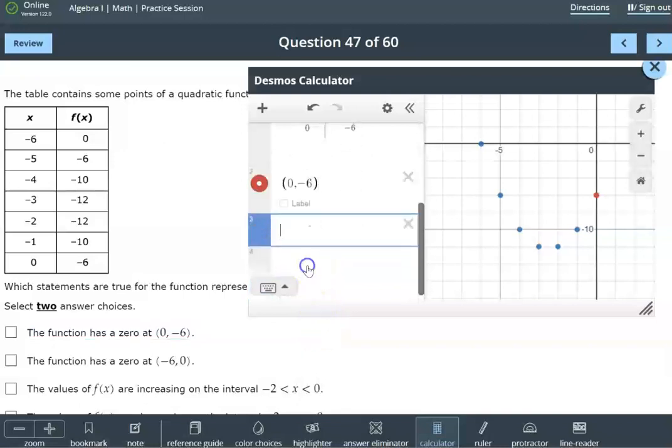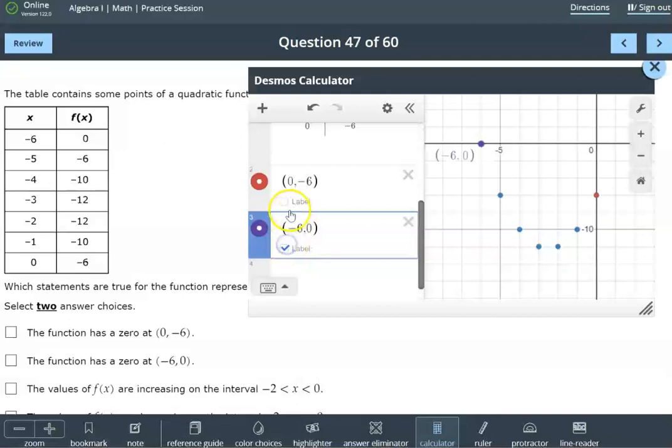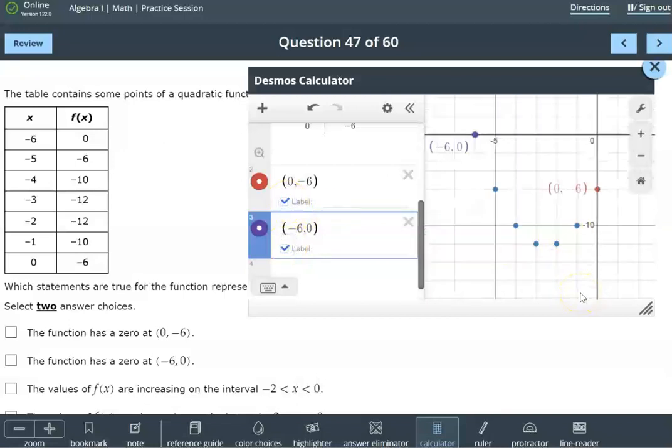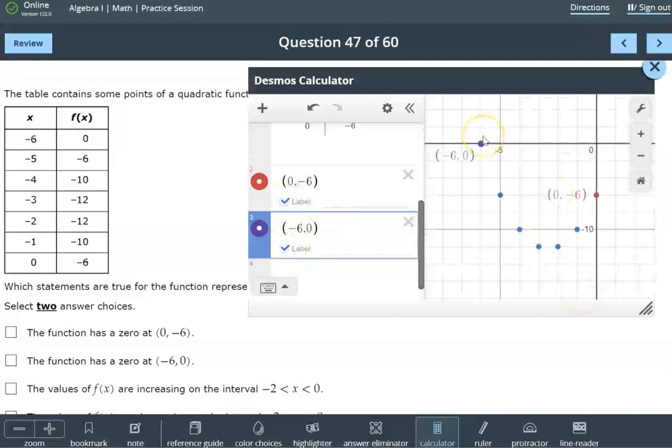A 0 of the function has to be on the x-axis, and that just happens to be the very next point. So I'm going to go ahead and label both of these. Hopefully your students know that both of those are not zeros. The only one that was a 0 would be the (-6, 0). So we'll not choose the first answer choice, but we will choose the second answer choice.